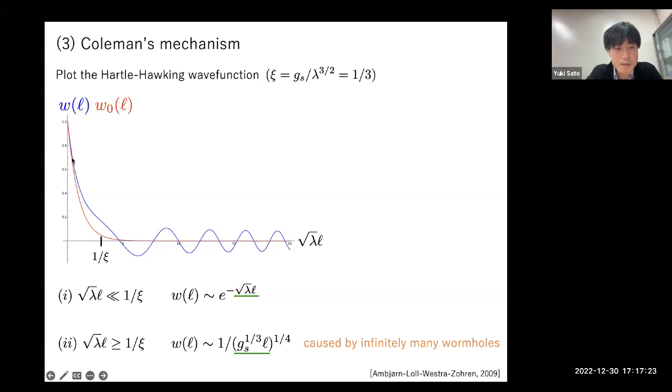However, once the size of the universe becomes big enough, it starts oscillating like this. And this behavior is governed by the string coupling constant instead of the cosmological constant. This drastic change of behavior should be caused by the infinitely many wormholes. This is because at any finite order of perturbations, you can see the exponential decay. So such an oscillating behavior should be caused by the infinitely many wormholes. Okay, this is the behavior.